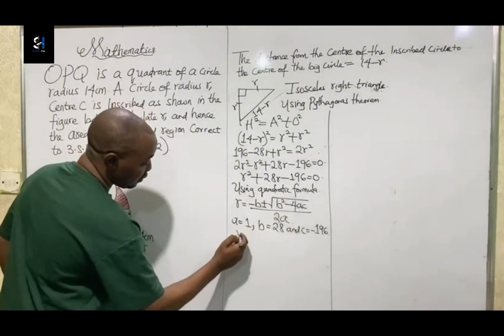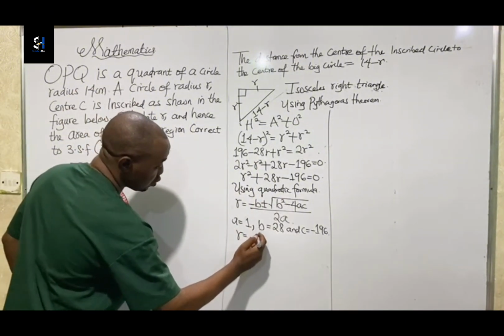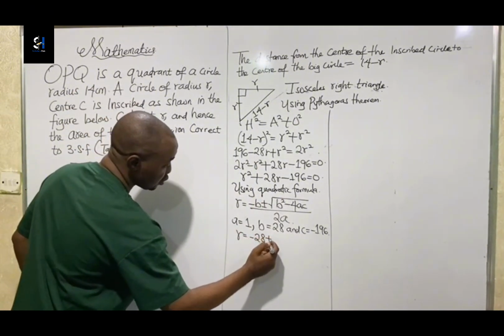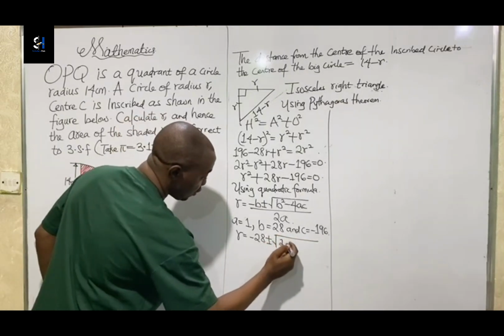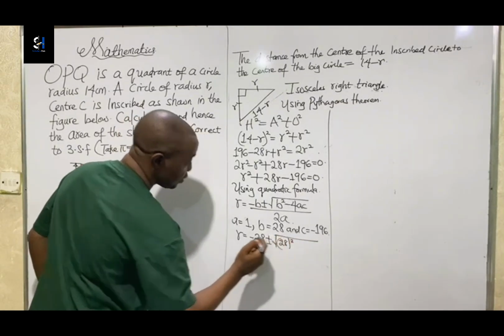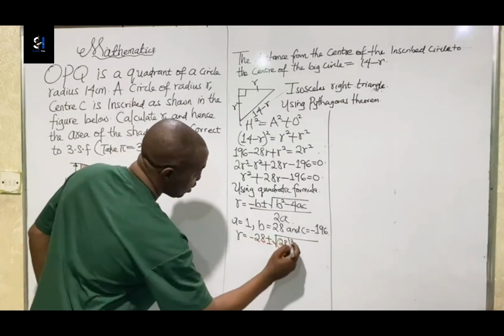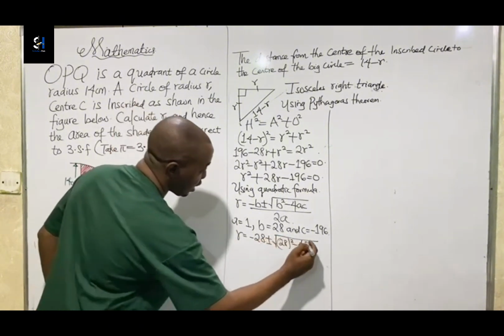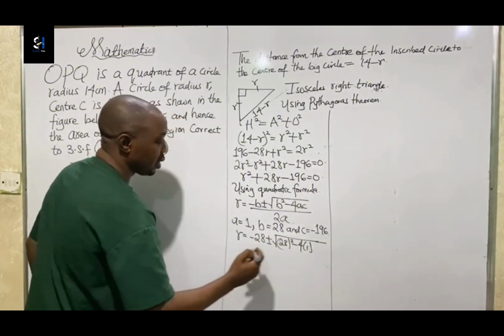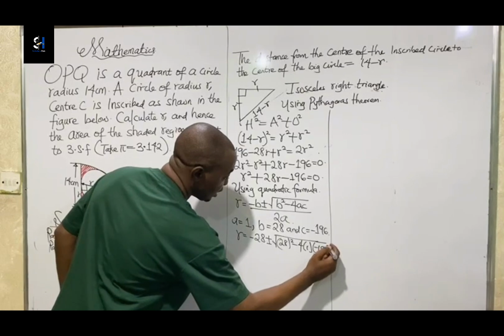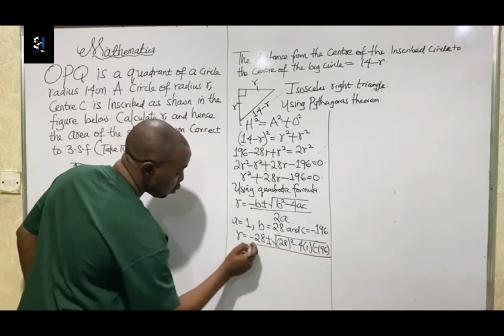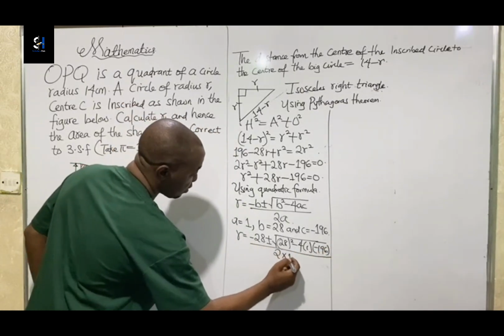So we can now plug in the values. So we have r equals minus 28 plus or minus the square root of 28 squared, minus 4 multiplied by 1, then multiplied by negative 196, all over 2 multiplied by 1.